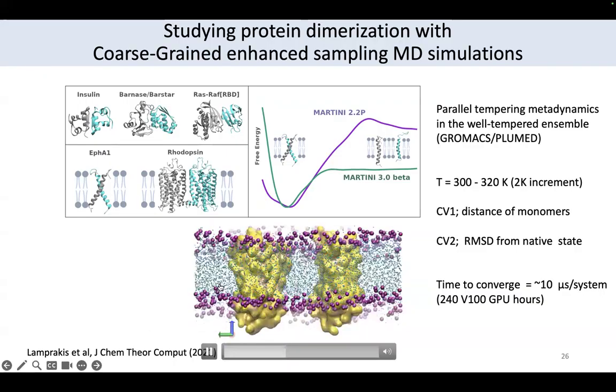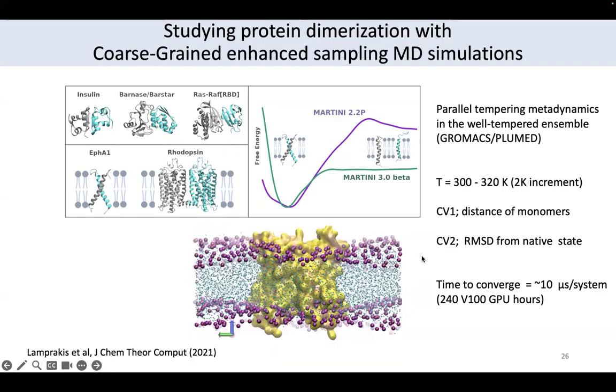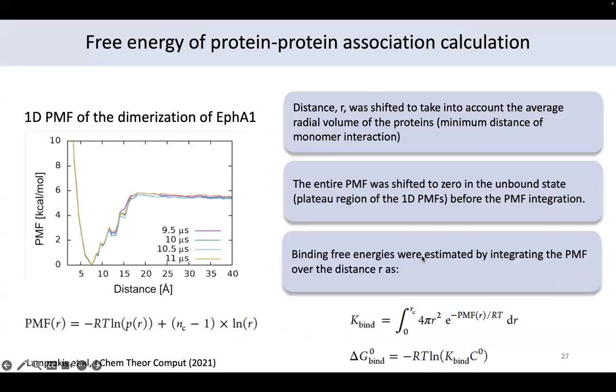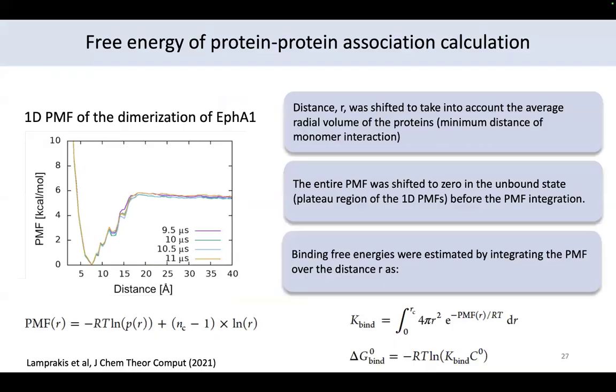And when you are sampling the free energy minima for these states, you can create maps. I will explain the previous plot, but just to let you know that you can create maps that are free energy landscapes between the collective variables or reaction coordinates that you chose. Here we chose the distance of the two proteins coming together and the root mean square deviation from an initial structure. And so you can also calculate the free energy of protein-protein association.